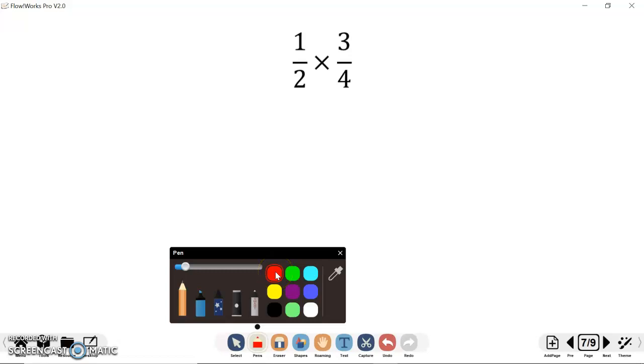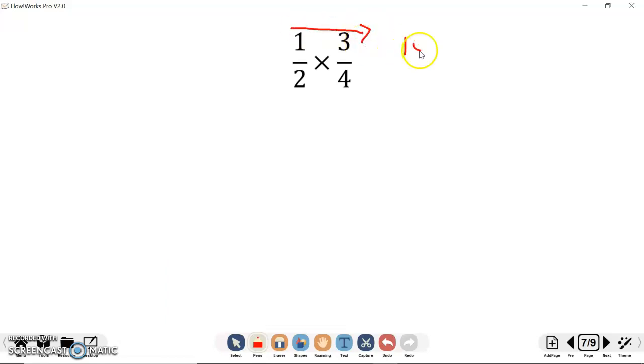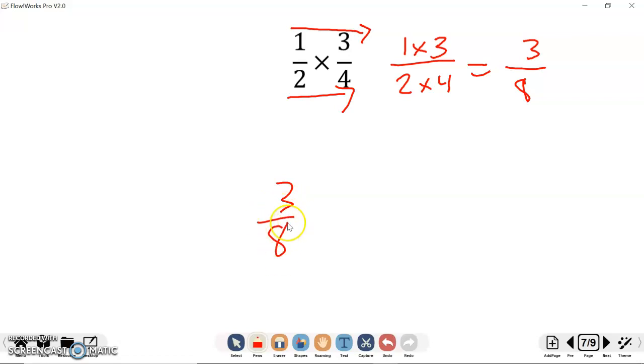1/2 times 3/4. 1 times 3, and 2 times 4. And we multiply across the bottom. And we're left with 3/8. And I asked myself, can I simplify this? I've got 3/8. Well, the only thing that makes 3 is 3 times 1, which then would give us 8 times 1. And when we cancel out the 1 on top and the 1 on the bottom, we'd be left with 3/8.